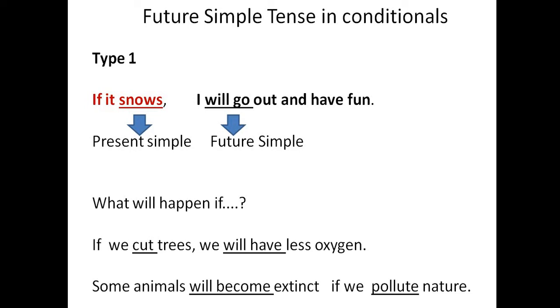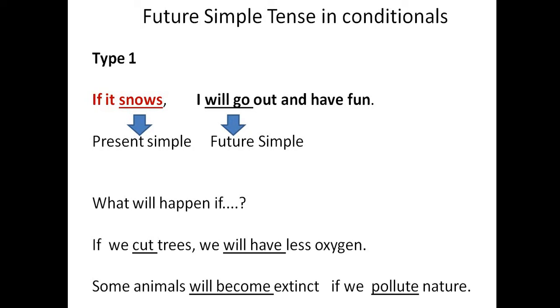If we cut trees, we will have less oxygen. Okay, do you agree? Ako sečemo drveće, imat ćemo manje kiseonika. Or, some animals will become extinct if we pollute nature. Naravno, rečenica može da počne i ovim glavnim delom, a da drugi deo bude if deo.